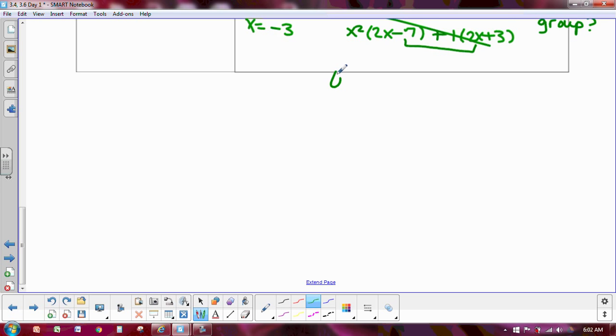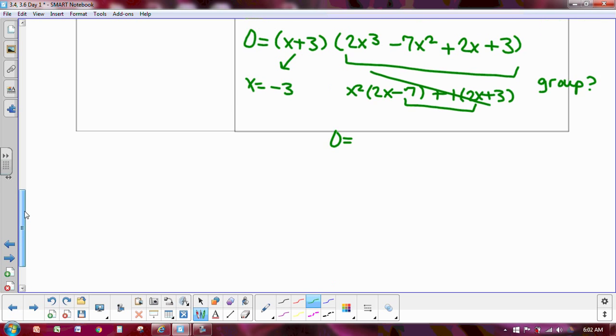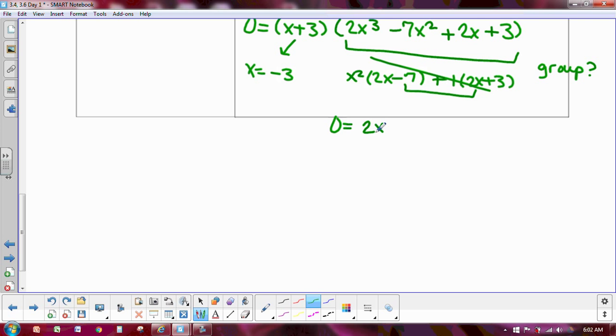So okay, if we have 0 equals 2x cubed minus 7x squared plus 2x plus 3, and that wasn't able to be grouped, so I do p over q for it. And p would be the factors of the last term, plus minus 1, plus minus 3. The constant term, sorry, it's not always last, but the term that doesn't have an x. And the q is factors of your leading coefficient, the coefficient that's in front of the variable with the highest power, plus minus 1, plus minus 2.